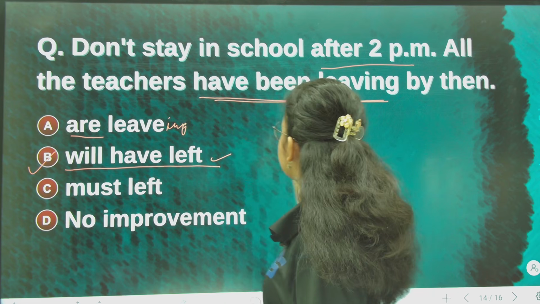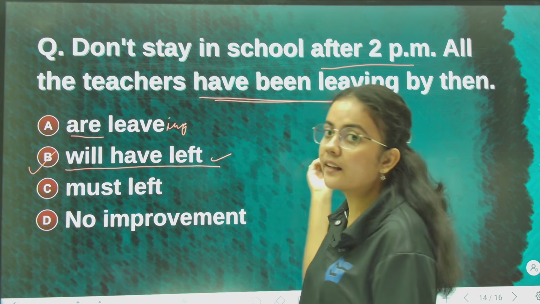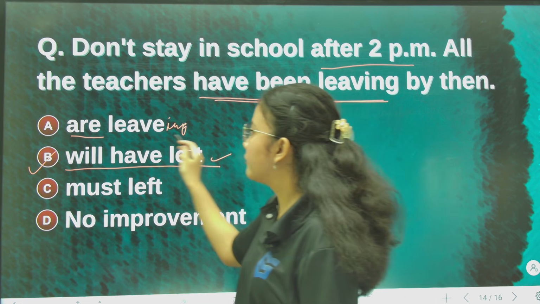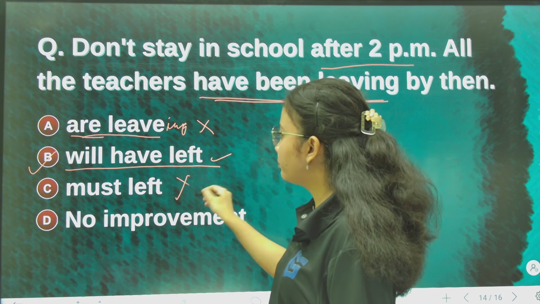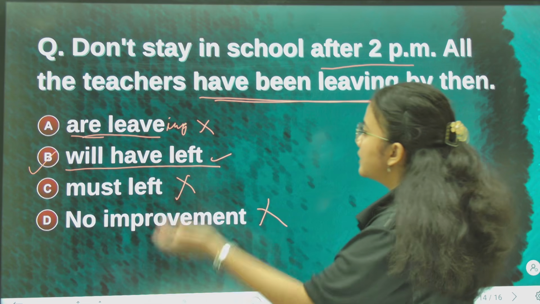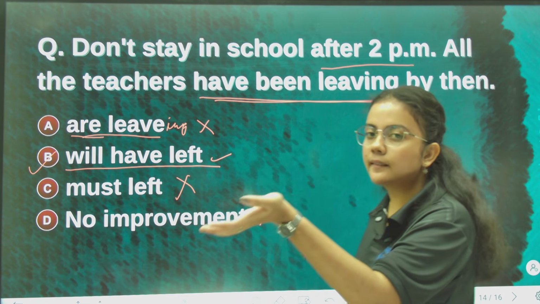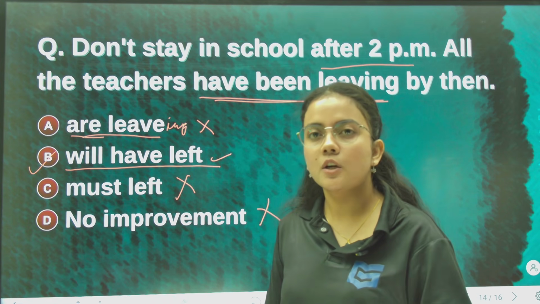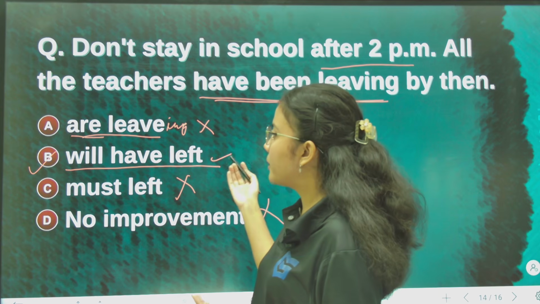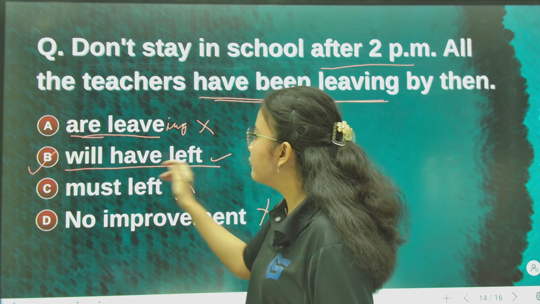All the teachers are leaving by then. With "by then" we never write "are leaving", this is wrong. "Must left" is also wrong. "No improvement" is wrong. So it means a possibility in the future which is definitely going to happen in the future. That kind of sentence is a future perfect tense: will have left.